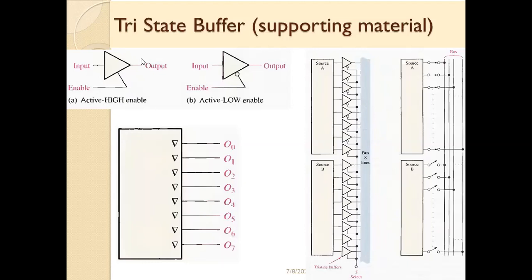In this diagram, which we are discussing, active high enable, here if you give 1 at the enable input, then the input of the buffer is connected with the output of the buffer. Whatever it is, if you are giving 0 at the input, it will give 0 at the output. If you are giving 1 at the input, you will get 1 at the output. But if you give 0 at the enable line, then the input would be disconnected from the output. And this state is called the high impedance state.